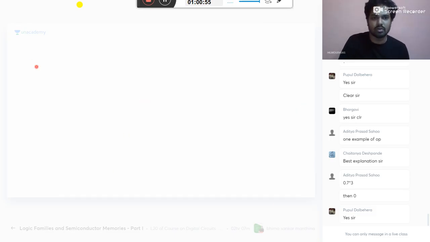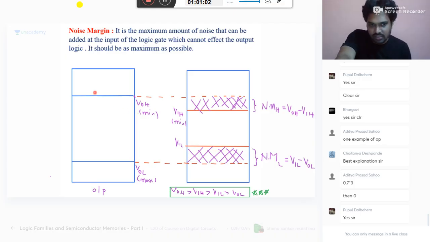So similar to fan out, what is noise margin? If I ask you, what is the formula for noise margin? So that it can increase. Here it will tell you it can decrease, negative going. Here it will tell you increase. So both the cases need to be satisfied.